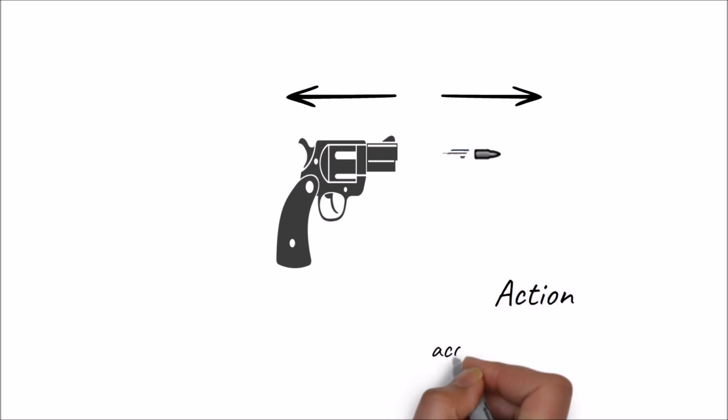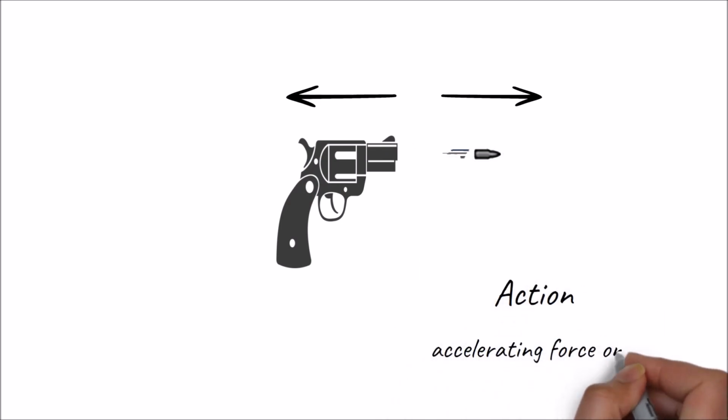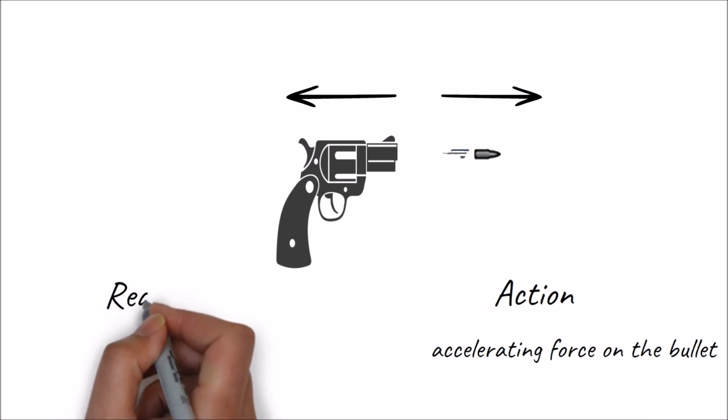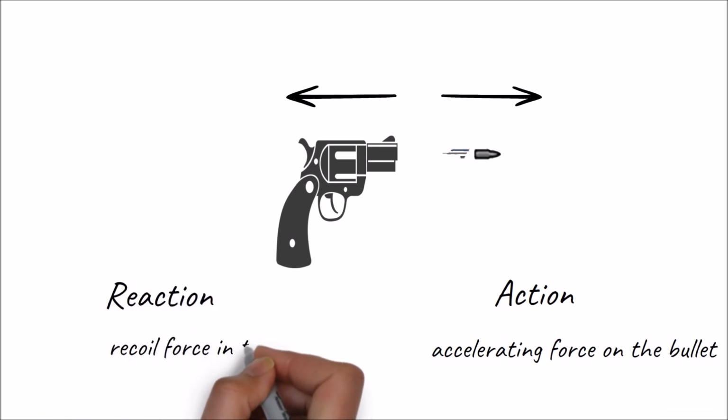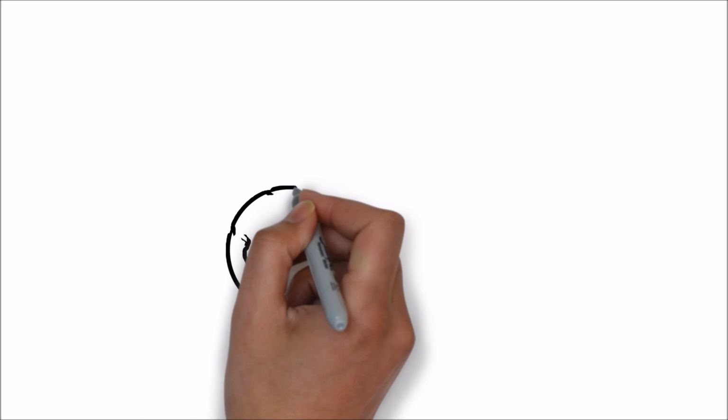Newton's third law of motion states that for every action, there is an equal and opposite reaction. This means that any force exerted on an object will generate an equal and opposite force on the object exerting the initial force. Building upon these laws, Newton also formulated the law of universal gravitation.